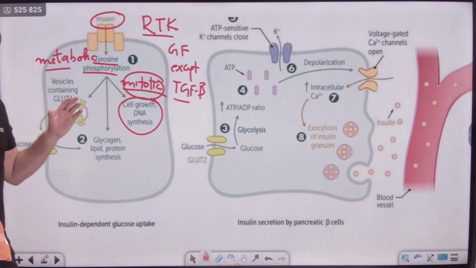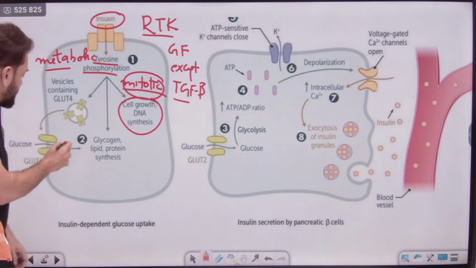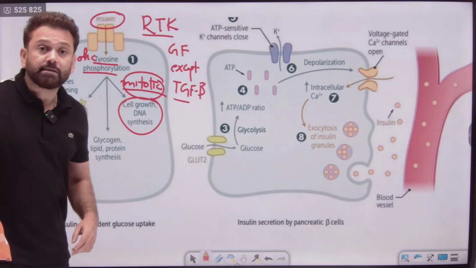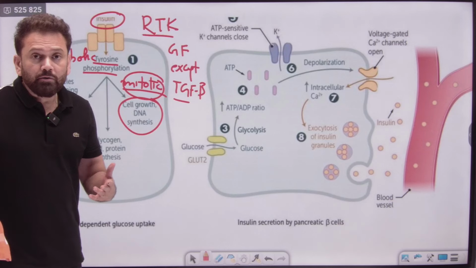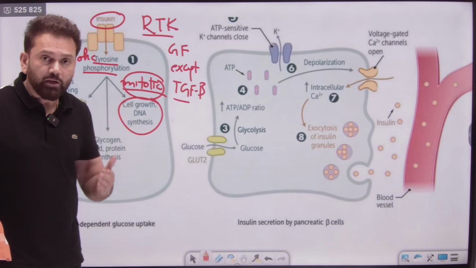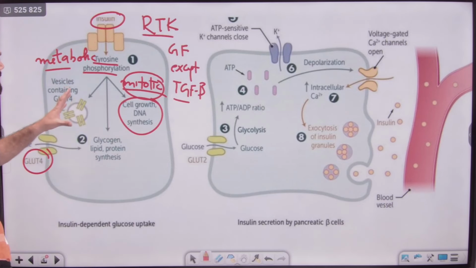The metabolic pathway is important for peripheral translocation of GLUT4 in adipocytes and skeletal muscles. This is the reason glucose can get inside the muscle only in the presence of insulin or exercise. Okay, so this is about the receptor.